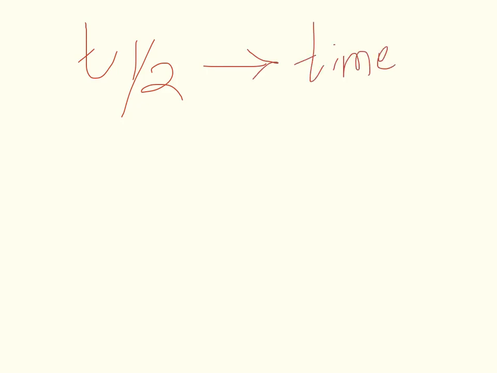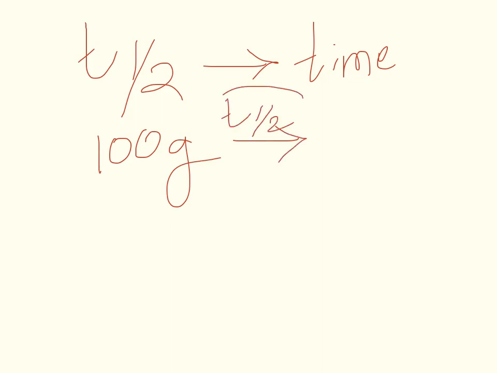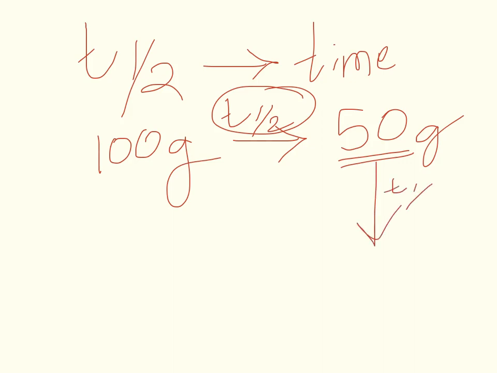Now, half-life is written as T half. What does this mean? This means the amount of time taken for a sample to decay into half. So if you have 100 grams of a sample, then after T half time, as in after this much amount of time, it becomes 50 grams. Now, from this point, after another T half time, right, it becomes 25 grams.